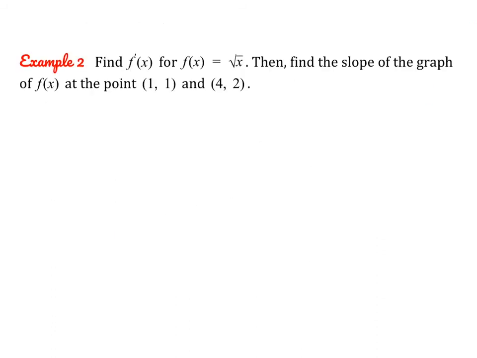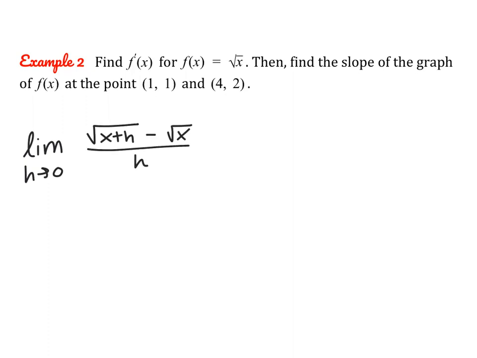All right, so now we're going to try an example where we're going to use the derivative. So they asked us to find f prime for f of x equals square root of x. Then we're going to use that derivative to find the slope of our function at these 2 points. So that's the whole purpose of a derivative. So let's start by finding that derivative using our limit formula. Limit as h approaches 0 of f of x plus h, so square root of x plus h, minus f of x, which is just square root of x, all over h.